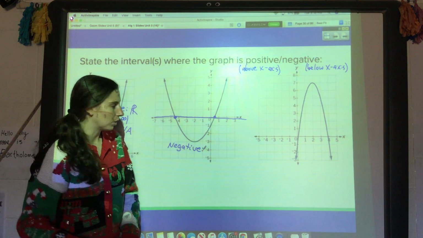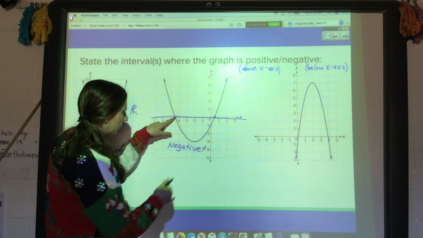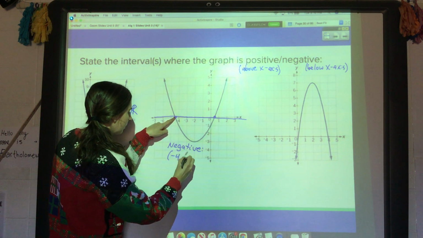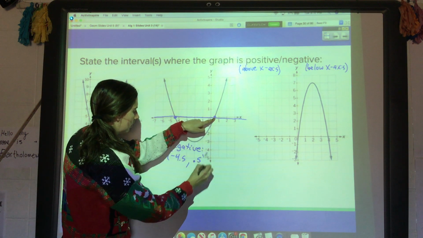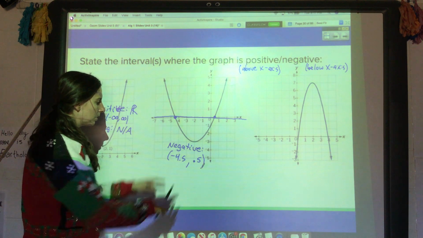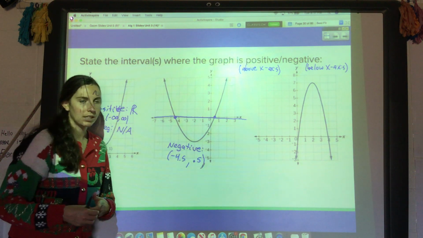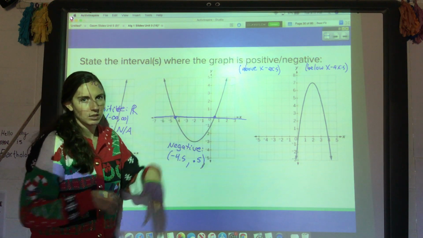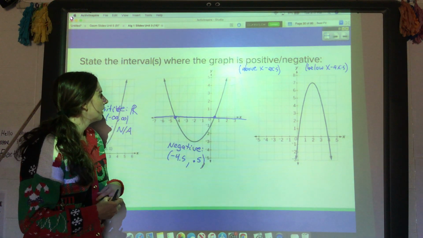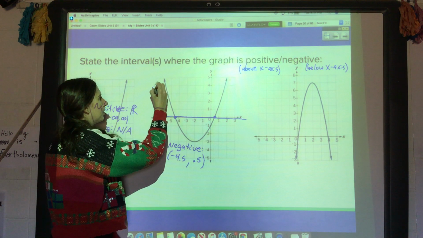Again, I'm using the x coordinates, so that's from negative 4.5 to about 0.5. I'm using parentheses, not brackets, because I'm not including those points. They're right in between, so they don't really count.